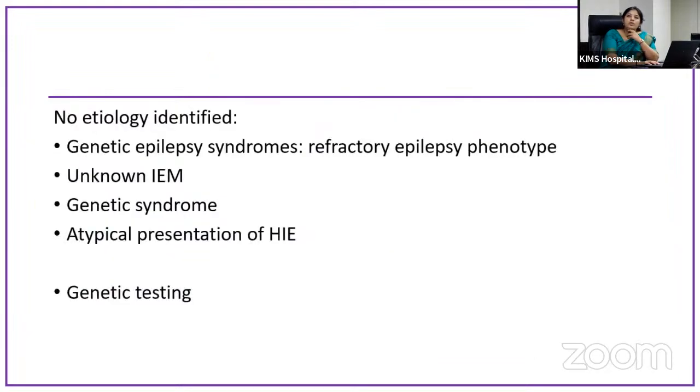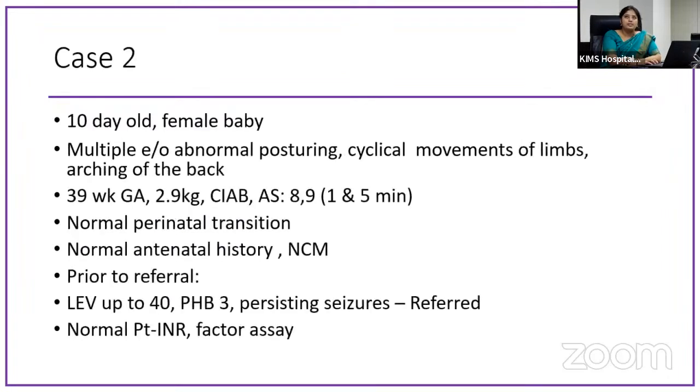In cases where we do not have any handles in the initial investigations which can help us to identify the etiology, we can consider genetic epilepsy syndromes, in which the epilepsy is a refractory epilepsy type, unknown IEMs, genetic syndromes, which may be monogenic or deletion duplications, and it sometimes may be an atypical presentation of HIE. Genetic testing should be considered in most of the cases in which we are not sure it is HIE, and we are considering an underlying genetic abnormality.